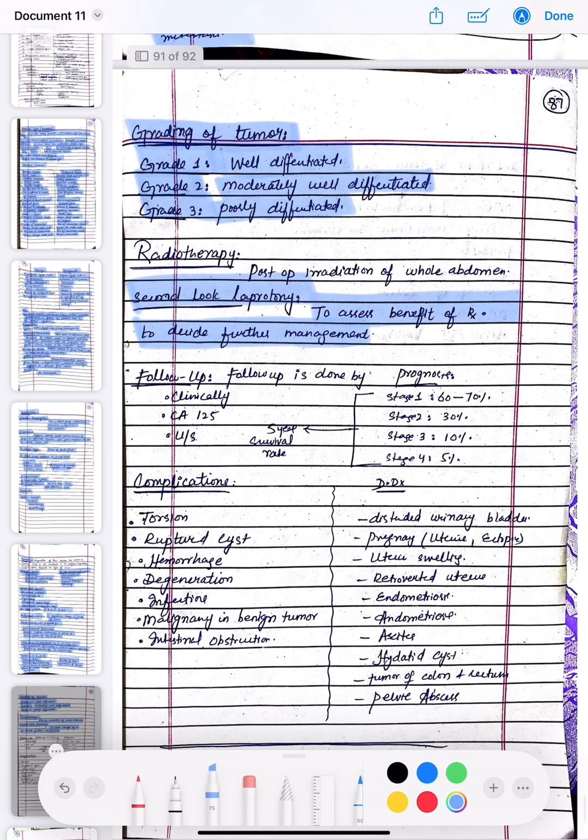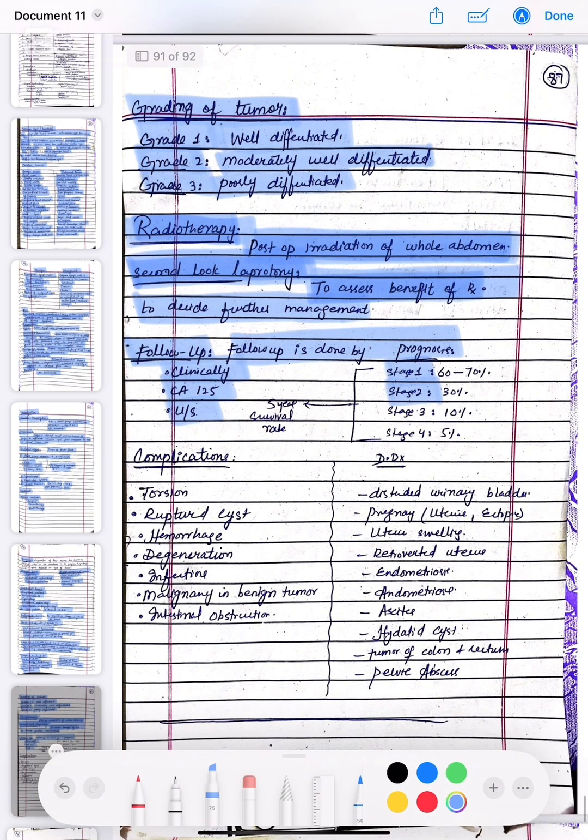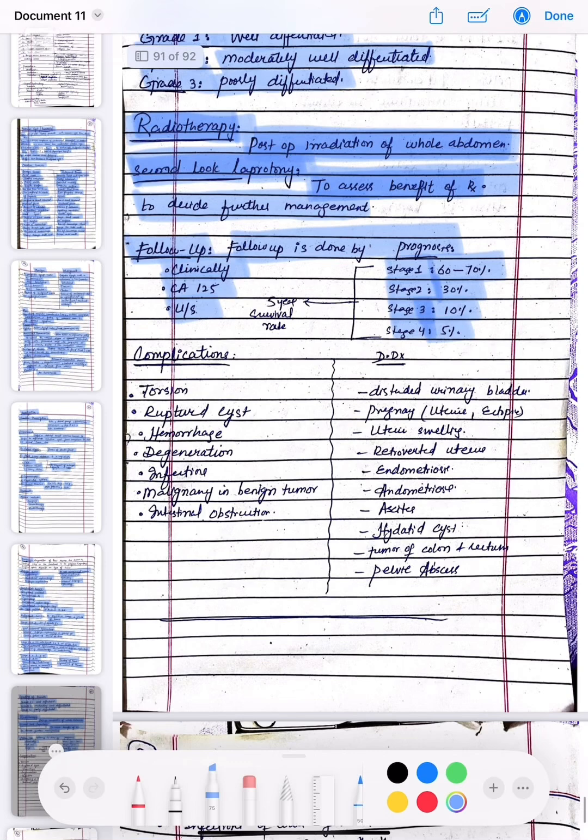Follow-up is done by prognosis. Clinically, carcinoma 125 and ultrasound are done. The stages are stage 1, 2, 3 and 4. Stage 1 is 60 to 70%, stage 2 is 30%, stage 3 is 10% and stage 4 is 5%. This shows the 5-year survival rate.